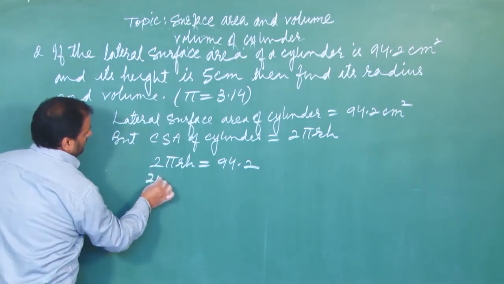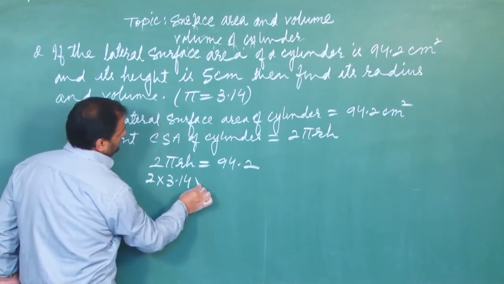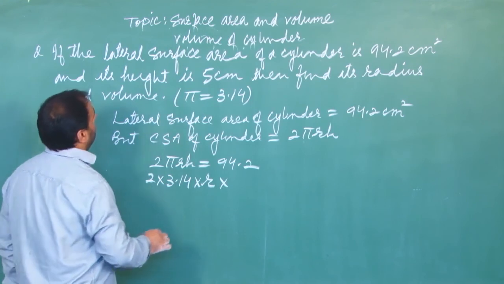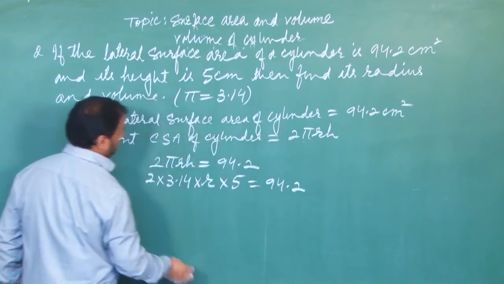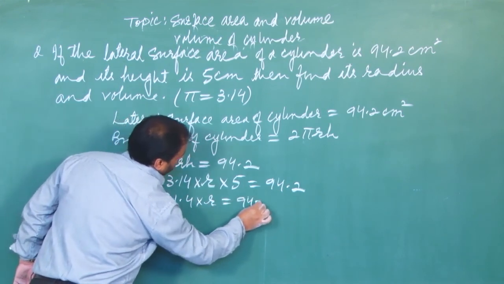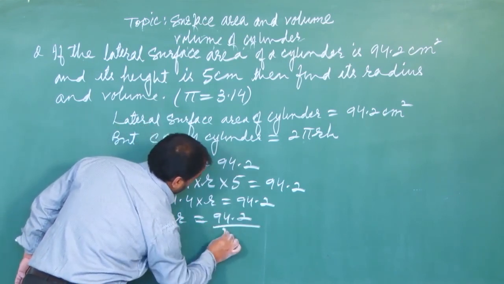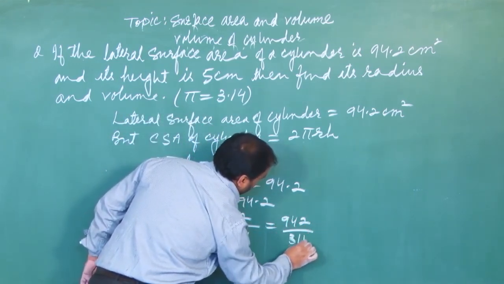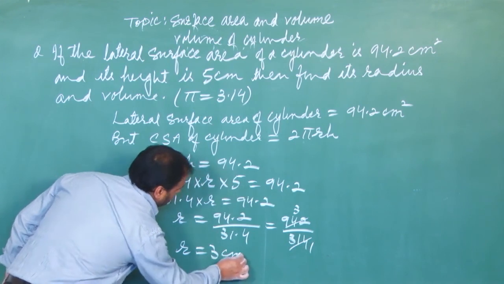2 as it is. In place of pi, write 3.14. The radius we do not know and it is to be found out. The height is 5 centimeters and all this is equal to 94.2. So it becomes 31.4 into R is 94.2, and R is 94.2 divided by 31.4. It is 942 by 314. On cancellation it gets 3. So the radius of that cylinder is 3 centimeters.